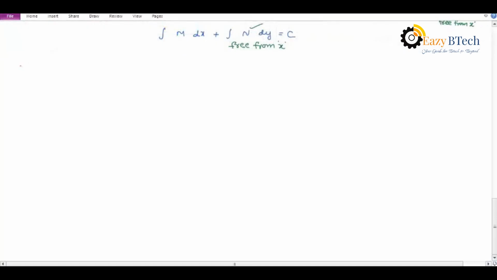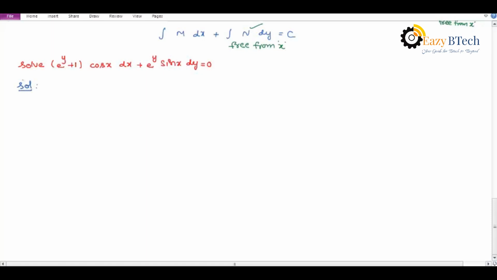Solve e^(y+1) cos x dx + e^y sin x dy = 0. Okay students, it is the first question. So, the solution. At first you have to verify whether the given equation is in standard form or not.